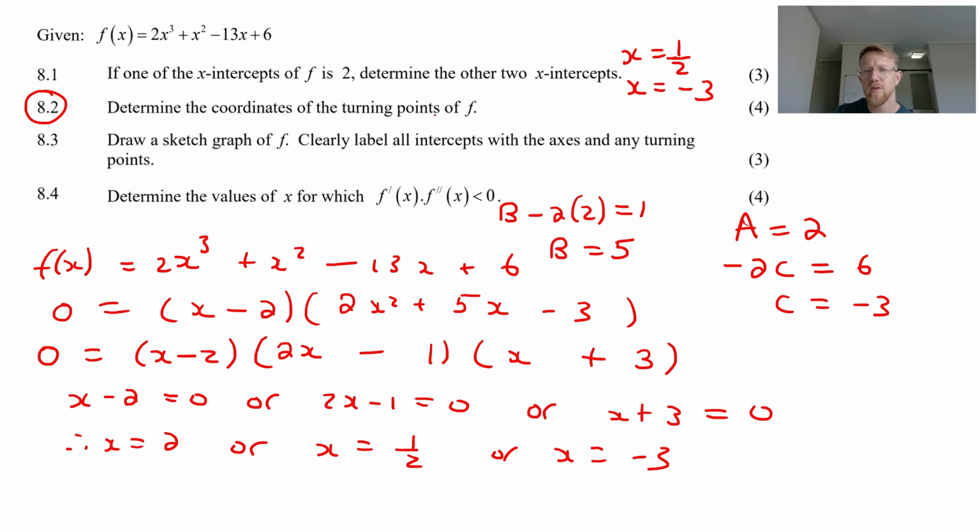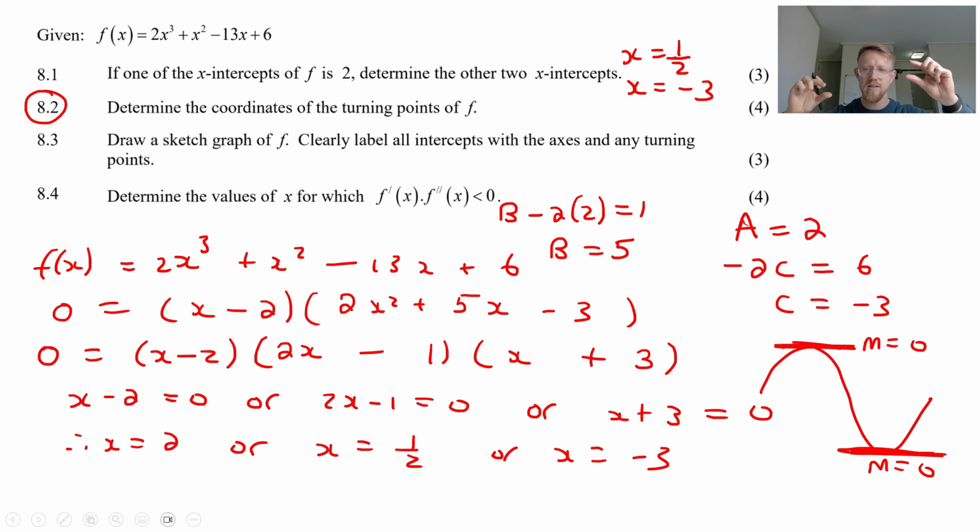Determine the coordinates of the turning points. So if you have a cubic graph, or any type of graph, specifically on a cubic, what have we learned? How do we find a turning point? The turning point is where, can you see if you had to draw a tangent over there at the turning point, what is the gradient of that tangent? It's 0, right? You can see it's a completely flat line. So we know that at the turning points, the gradient of the graph is 0.